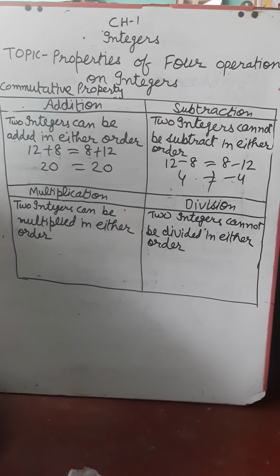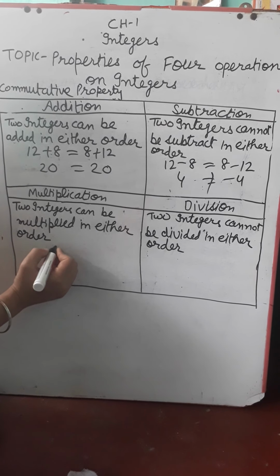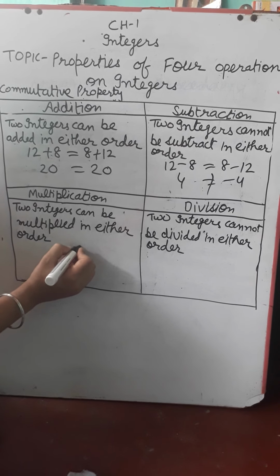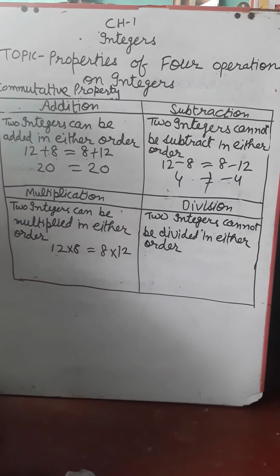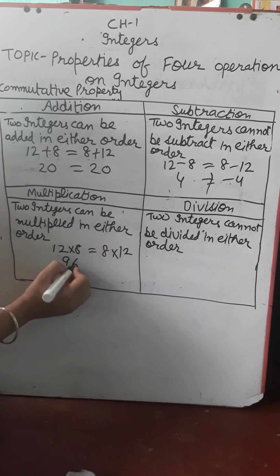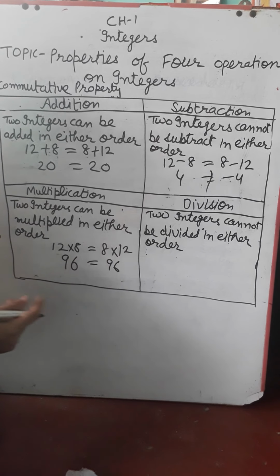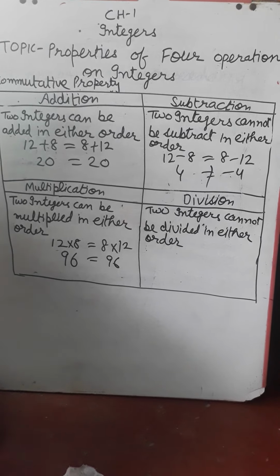Next we have multiplication. Two integers can be multiplied in either order. Suppose we multiply 12 by 8 or 8 by 12. We get 96, since 8 12s are 96. Both are equal. So two integers can be multiplied in either order according to the commutative property.